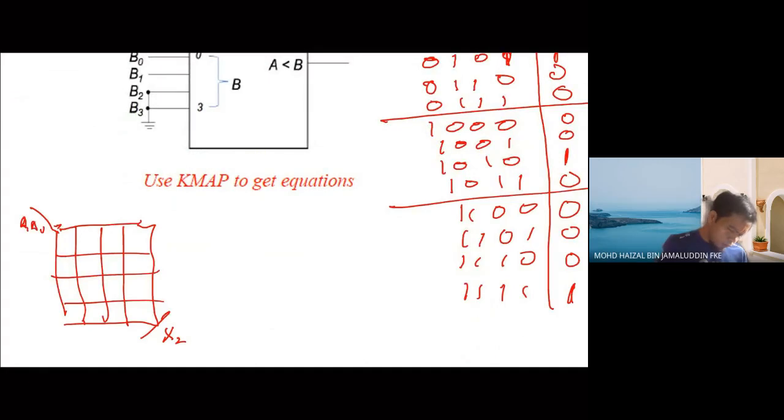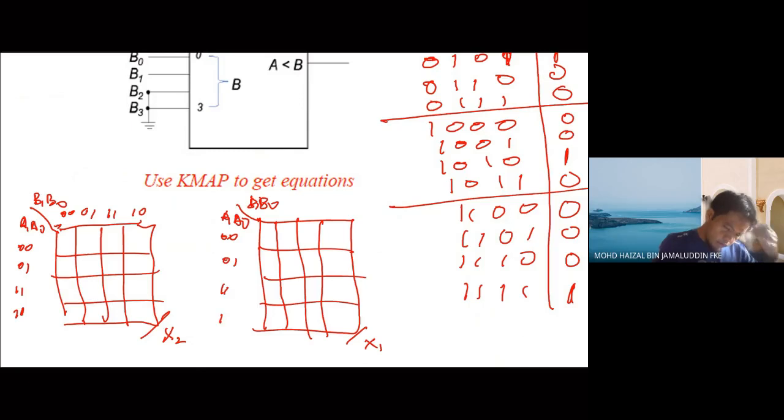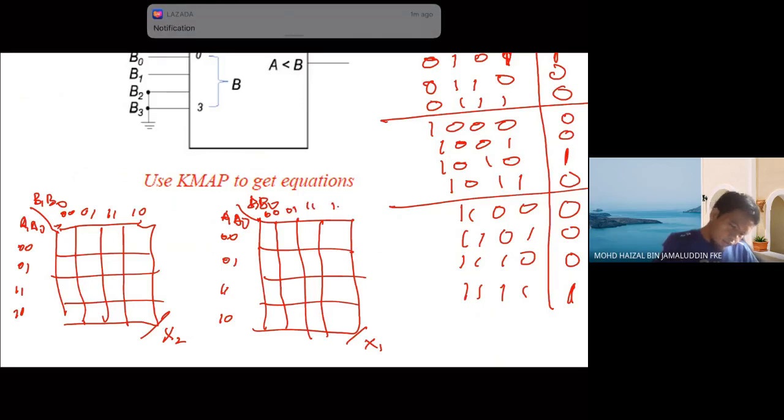A1, A0, B1, B0, 0, 0, 0, 1, 1, 1. Be careful here. After 0, 1 is 1, 1. So 0, 0, 0, 1, 1, 1, 1, 0. So let's fill out the, and we put also for the x1. Okay, so this is x1. So we have also A1, A0, B1, B0, 0, 0, 0, 1, 1, 1. You write it here. It's really important to write the digits here just to avoid mistakes.